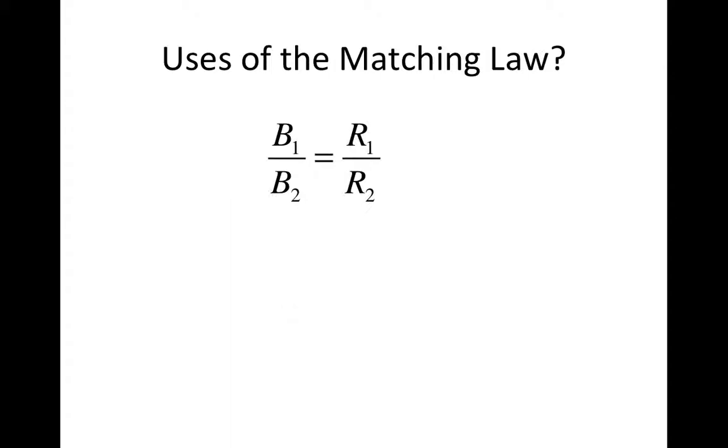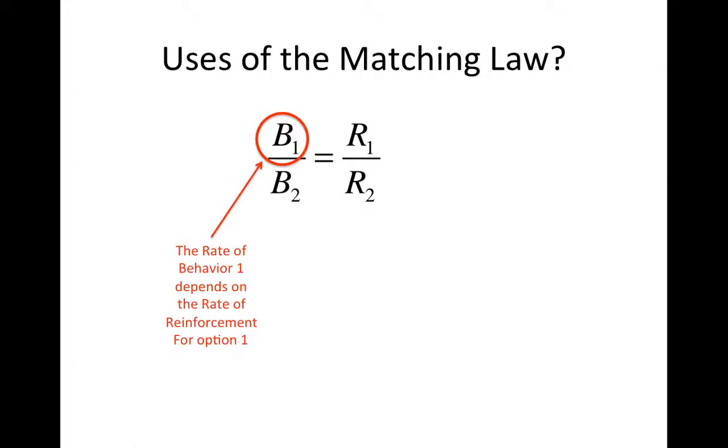Now, the reason I want to show you this is that the matching law is very useful. If in fact this is the case for allocation of behavior in situations where we have multiple alternatives, there are a lot of uses. The rate of behavior 1 depends on the rate of reinforcement for option 1, right? We know that how fast, how often, how frequently, and with how much force and vigor you do some behavior is related to its rate of reinforcement.